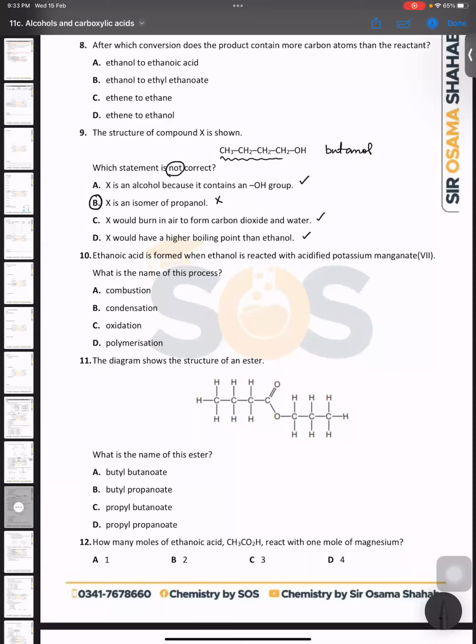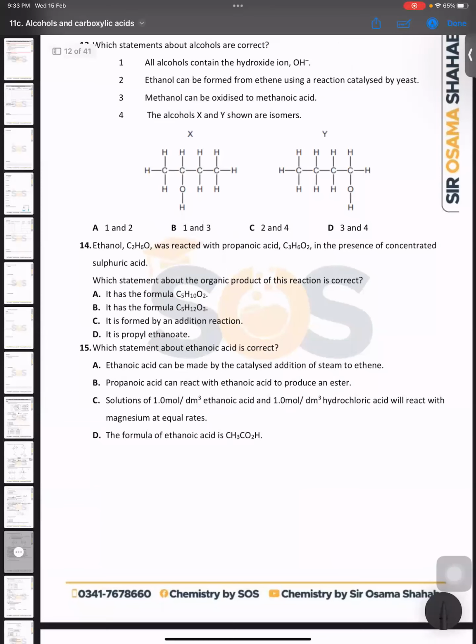Yes, sir. Then question number 10 is saying ethanoic acid is formed when ethanol is reacted with acidified potassium manganate 7. What is the name of this process? We know that it is oxidation. You are going to oxidize alcohols into carboxylic acid. So this is oxidation. And again, it is ester, so we are not doing this right now. Let's move on to the next.